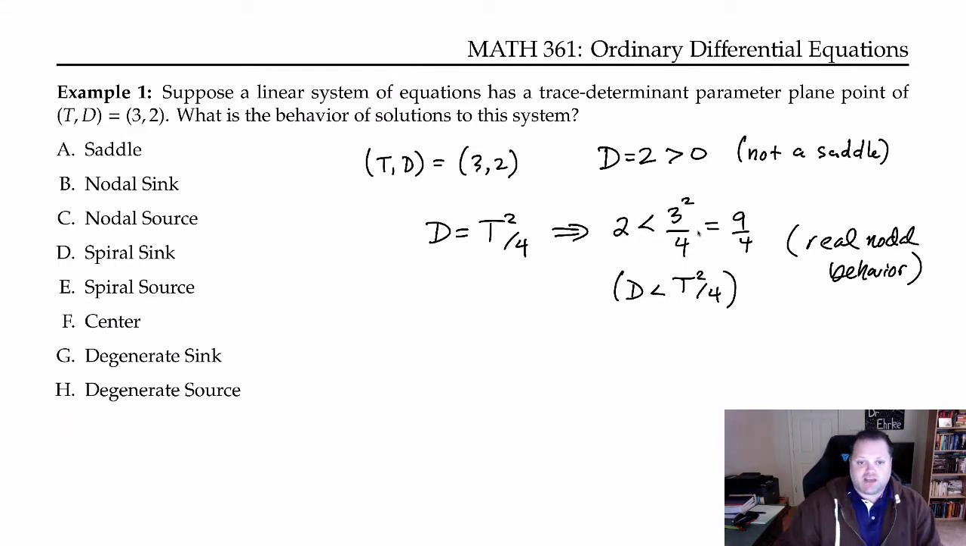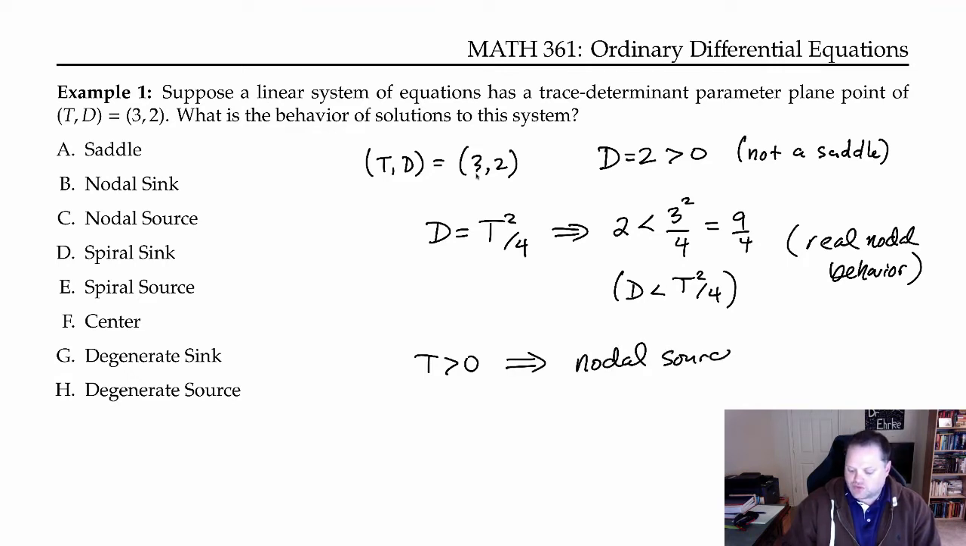Remember, sinks have negative traces, because the trace is tied to the coefficients of the exponentials. So a negative trace would be a sink, but here we have a positive trace. Since the trace is greater than 0, we're left to conclude that this is nodal source behavior. So nodal source, C, is the correct answer.